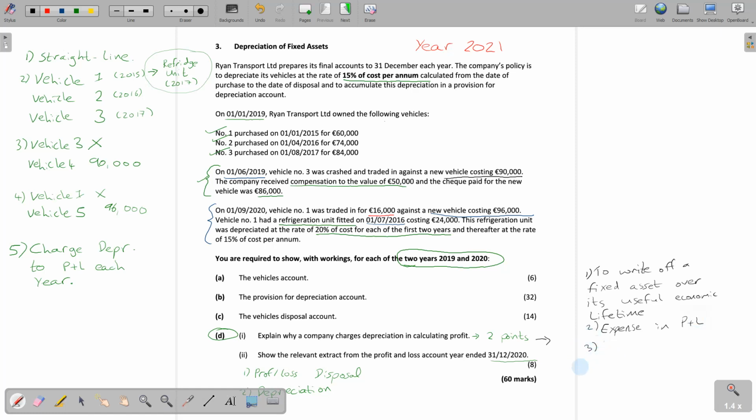So if we fail to charge depreciation, then that will lead us to, 1, overstated profits. So overstated profits, which we don't want. And as well as that, our net worth will be overstated. So if our profits are overstated, our net worth will be overstated too.